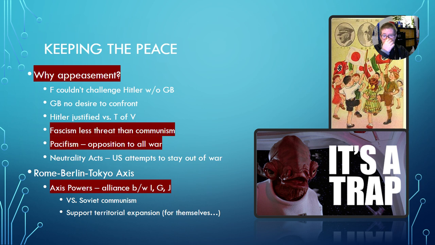Yeah, that'll work. So, why appeasement? Well, France couldn't challenge Hitler without Britain. Britain had no desire to confront Germany, and essentially, this allowed Hitler to be like, well, if they aren't going to enforce the treaty, we can do whatever we want.